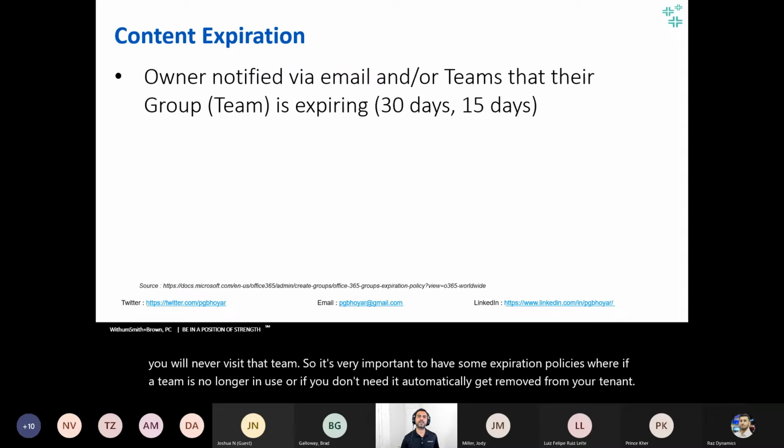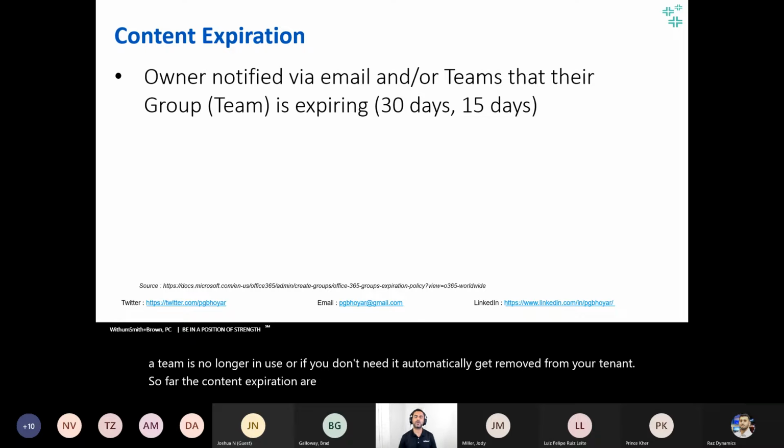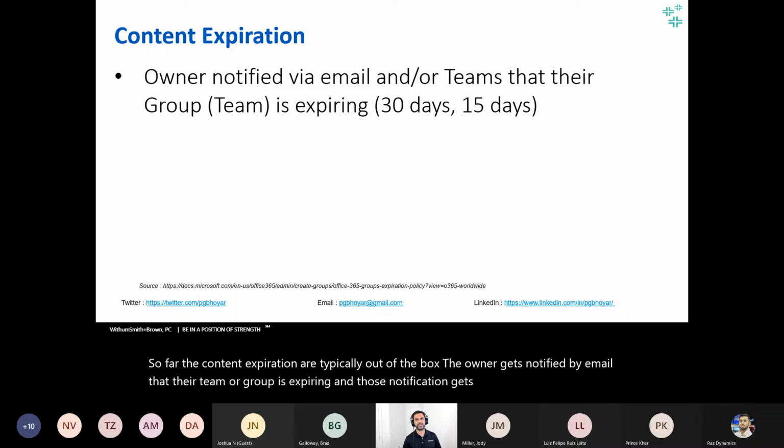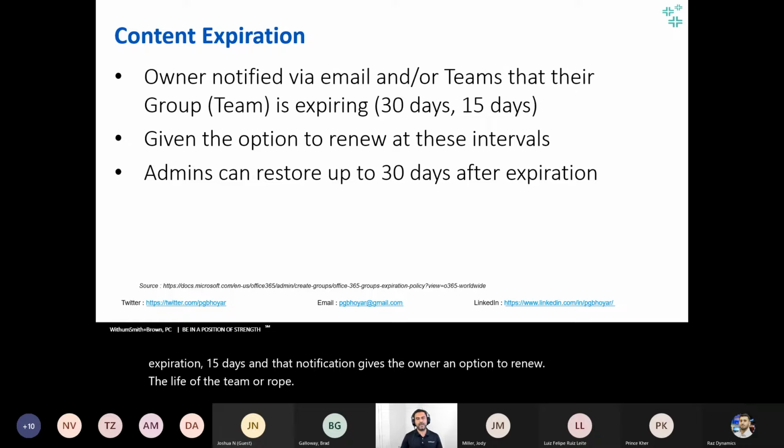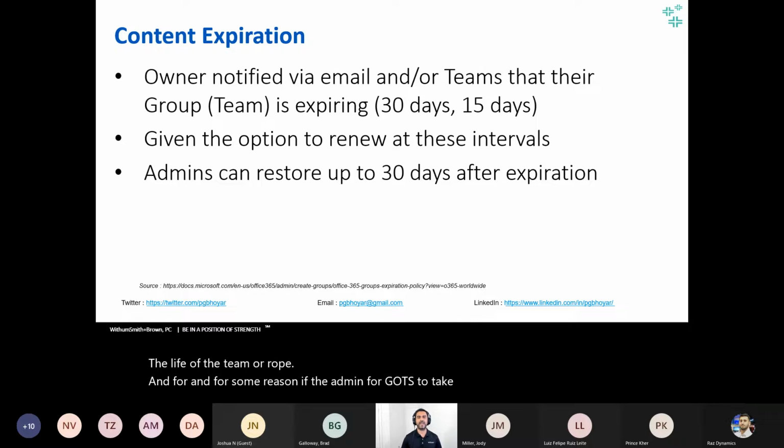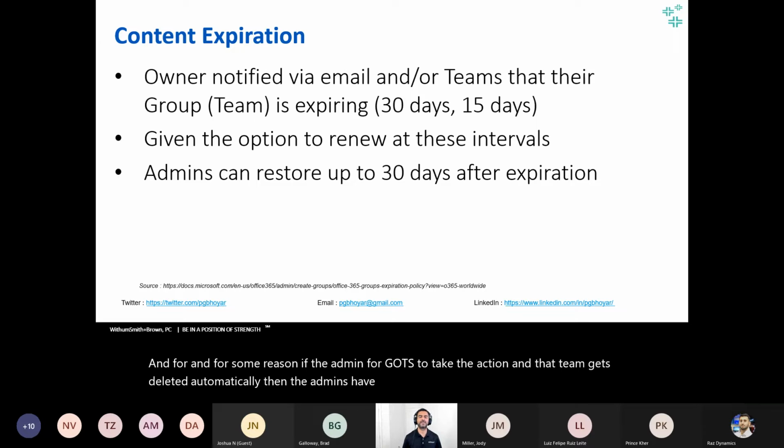For content expiration, typically out of the box, the owner gets notified via email that their team or group is expiring, and those notifications get sent out like 30 days before expiration, 15 days. That notification gives the owner an option to renew the life of the team or group. And for some reason, if the admin forgets to take action and that team gets deleted automatically, then the admins have up to 30 days to restore it. After that, the team will be gone forever.